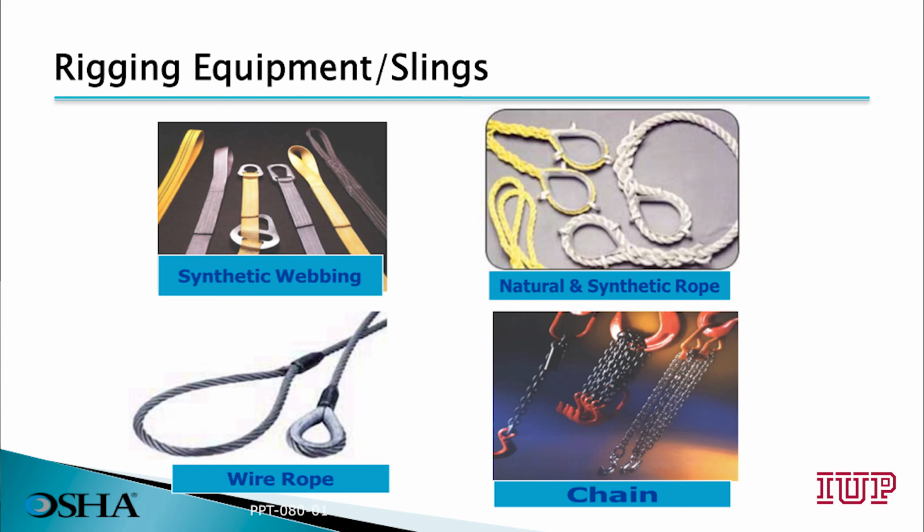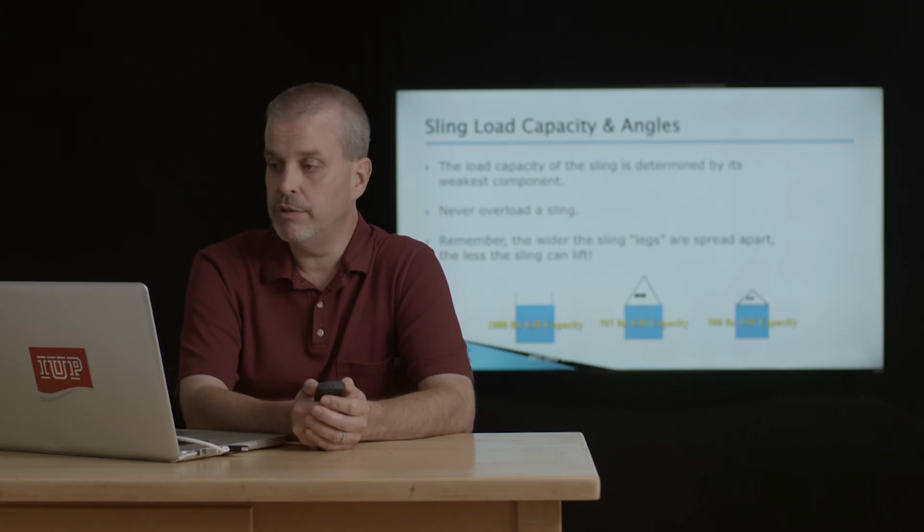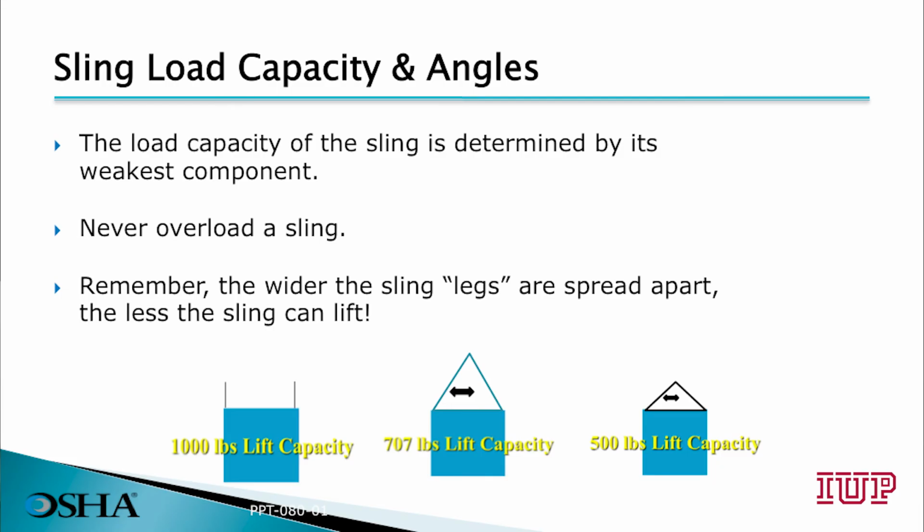These pictures show typical rigging and slings that you may find on your job site. And that includes synthetic, natural, chain, and wire rope. Capacity and angles are critical to safe crane usage. The load capacity of the sling is determined by its weakest component. Always check for the rated capacity on your slings. Never overload a sling, and remember, the wider the sling legs are spread, the less the sling can lift.